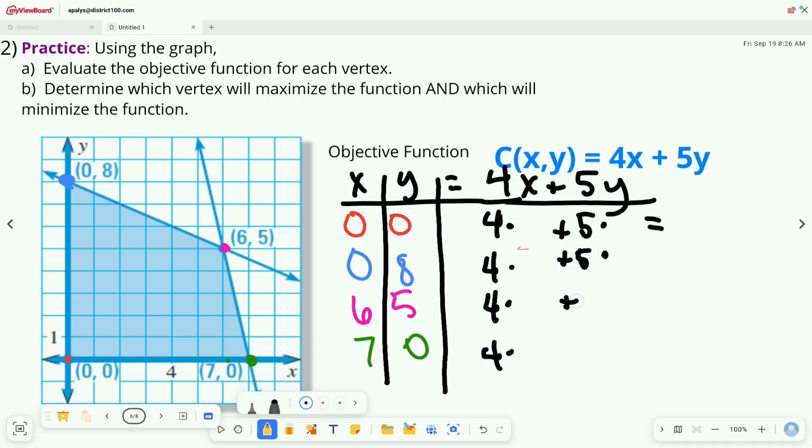That's supposed to be a 5. Seriously, the screen.